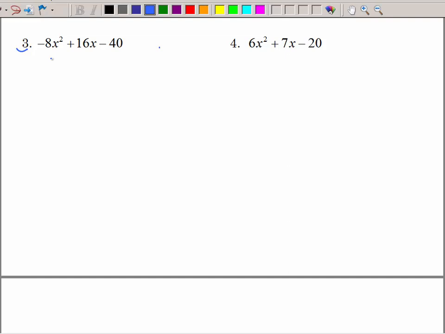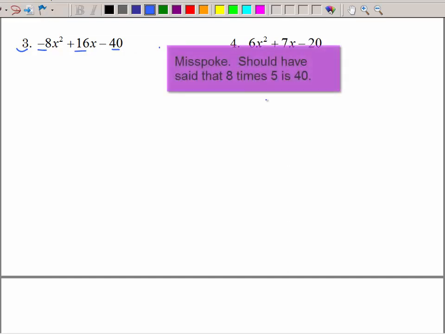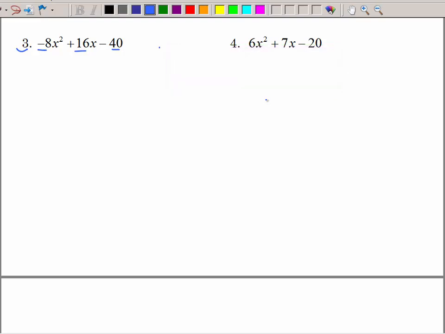Well, first of all, I notice that all three of these numbers are even and they're divisible by 2, so there is a greatest common factor. Is there a bigger number than 2 that goes into 8, 16, and 40? Well, I think 8, because 8 times 1 is 8, 8 times 2 is 16, 8 times 5 is 40. So I can take a GCF of an 8 or a negative 8. I'm going to choose a negative 8. If I divide all of these by negative 8, let's see what happens.